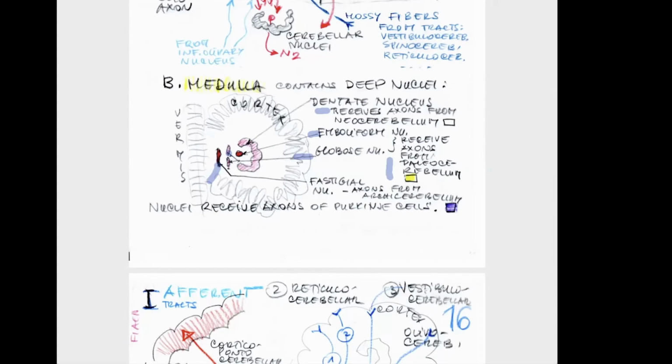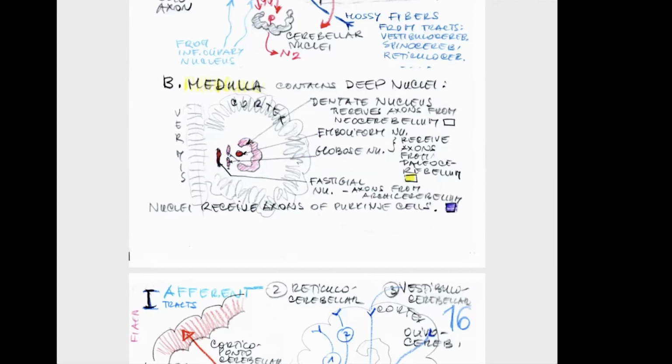So in general, we could say that nuclei receive axons of Purkinje cells. So all the descending neurons, number one, that means axons from Purkinje cells, must end at the level of the deep nuclei of the cerebellum situated in the medulla.